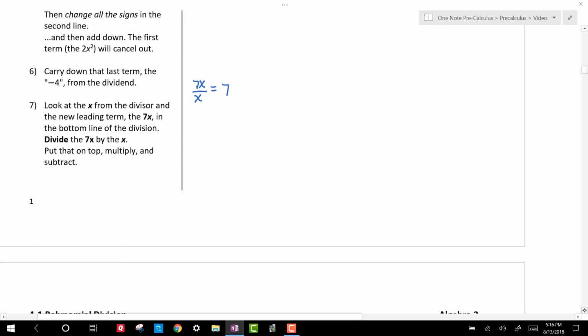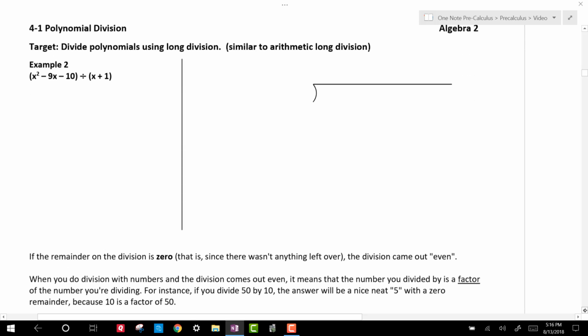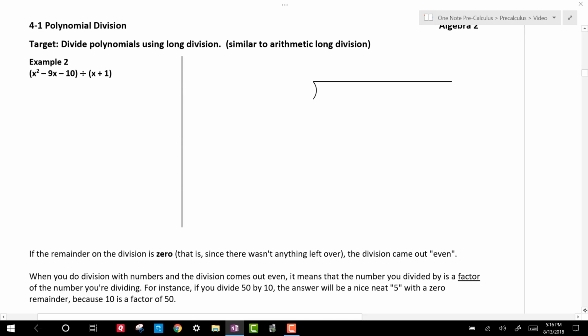All right? Let's try another one. So keeping the same steps in mind, I'm going to take x squared minus 9x minus 10. We're going to throw that on the inside, x squared minus 9x minus 10, and we're going to divide that by x plus 1. So here we go, starting with the same steps. I'm going to take the x squared on the inside. I'm going to divide it by the lead term on the outside, which is x. And that's going to give me x.